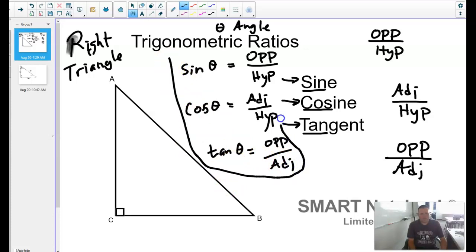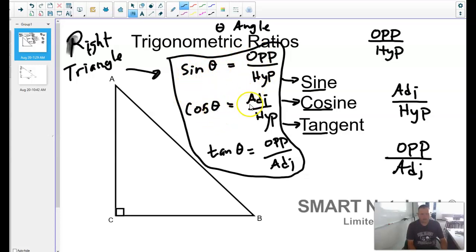You want to probably memorize these. And this deals with right triangles as well. Make sure you understand this is a right triangle deal. So again, the sine of an angle is opposite over hypotenuse of that angle.